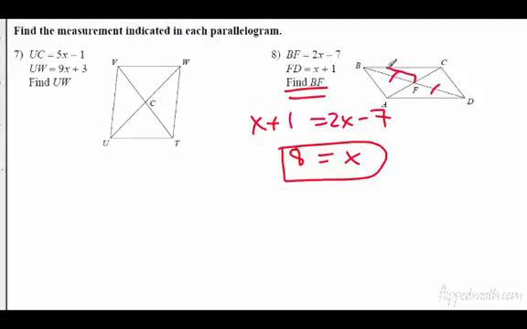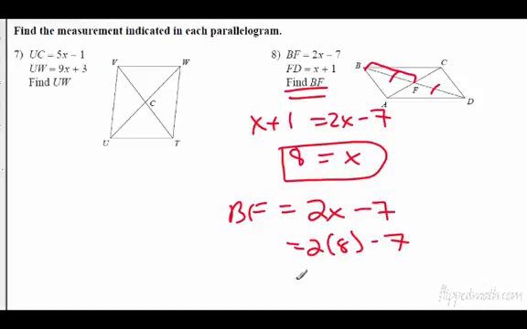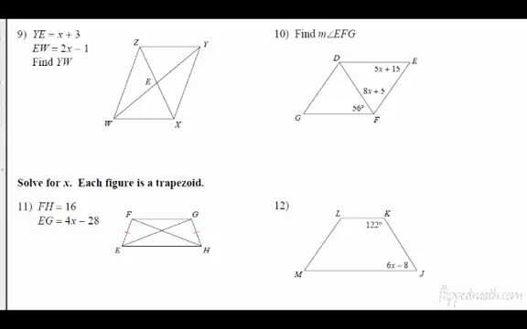BF is this. You've got to be careful. They might ask you to find BD, but BF is the top part. They told you it's 2x minus 7. So BF equals 2 times 8 minus 7, which is 16 minus 7. Hey, look at that. A fancy 9. How about that? We just did 8 problems super fast.